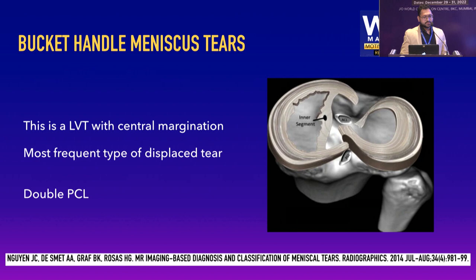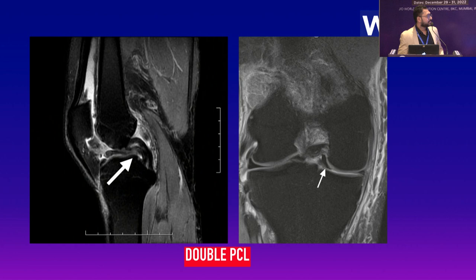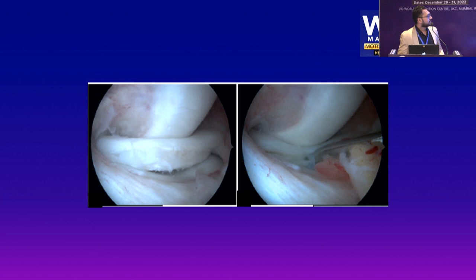Then comes the bucket handle tears. This is just the extension of the vertical longitudinal tear, and most of the time it gets displaced. You can see this is the double PCL sign, which is very classical of a bucket handle tear of the medial meniscus. Also, you can see on the coronal section, this is the displaced medial meniscus. This is the arthroscopic image of the bucket handle tear.